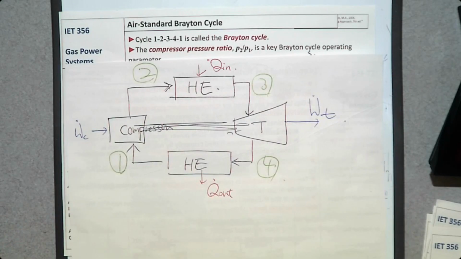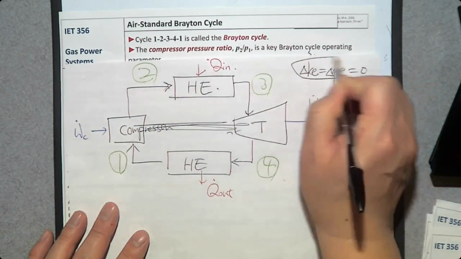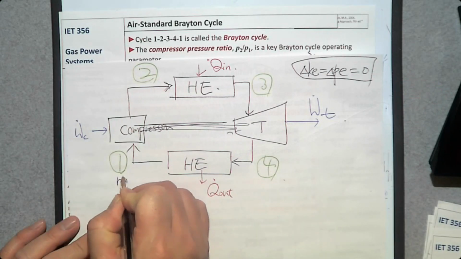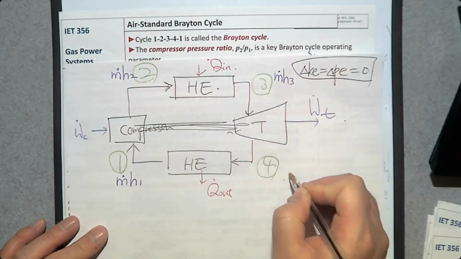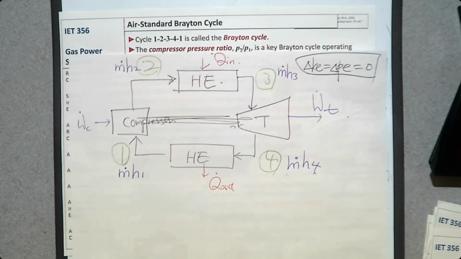So we can apply the energy balance equation for each component. And let's see how we can do that. It's actually very simple. We are going to assume the kinetic energy change and potential energy change are 0. So it's going to be only energy transfer by mass, work, or heat. So what is the energy transfer by mass? Simply m dot h1, m dot h2, m dot h3, m dot h4. So let's come up with the energy balance equation for this compressor.